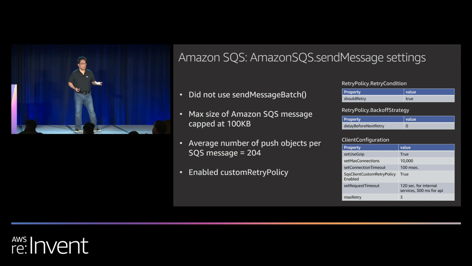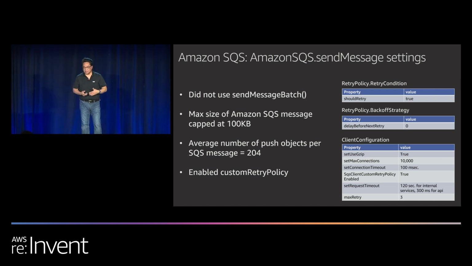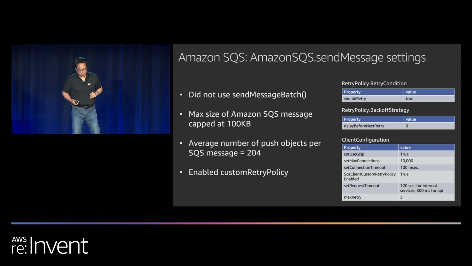We enabled the custom retry policy. We had no back off, and we had a total retry attempts of 3. So it's the SDK that's doing this, not our application anymore, if you enable this custom retry policy. We use gzip. Our max connections is 10,000. We connected that much to SQS for every Java process. And we have a connection timeout of 100 milliseconds. In our testing, this was the magic number.